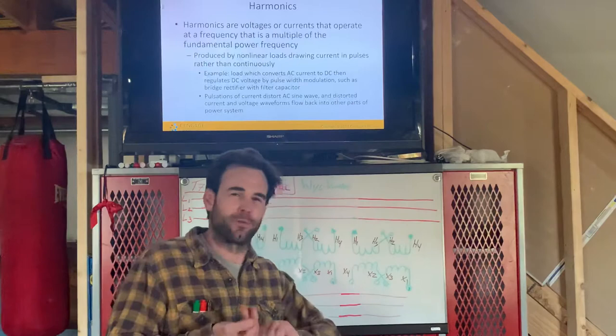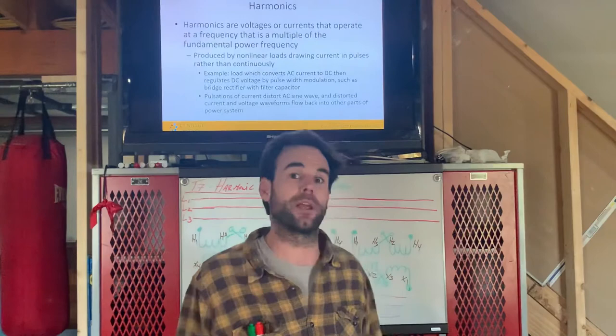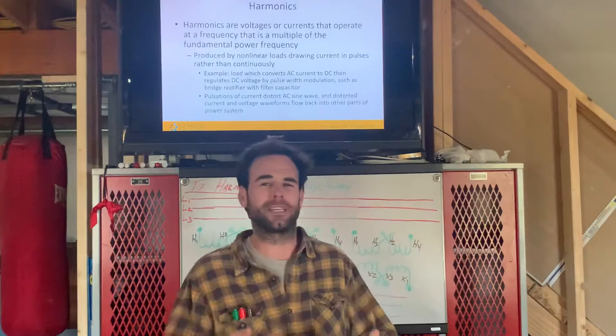people would go down, you'd have a nuisance trip on an outlet. They'd put the amp clamp on the breaker and realize it's only drawing 5 amps. Well, the breaker's rated for 20 amps. This shouldn't be happening. So they replaced the breaker. It was still happening.